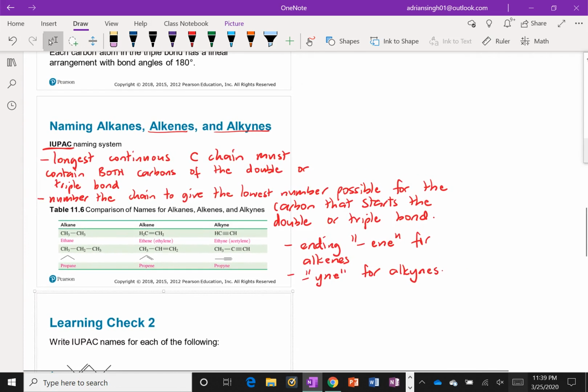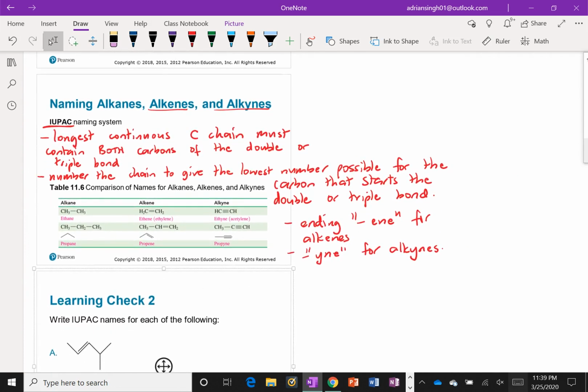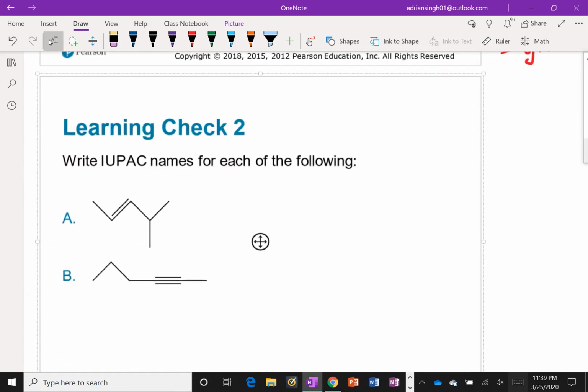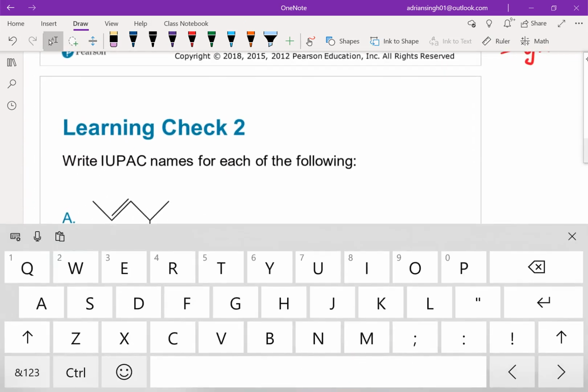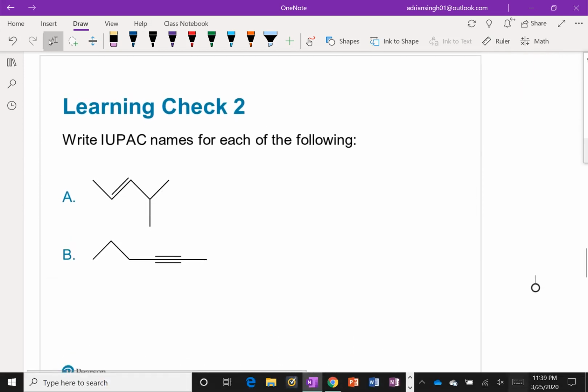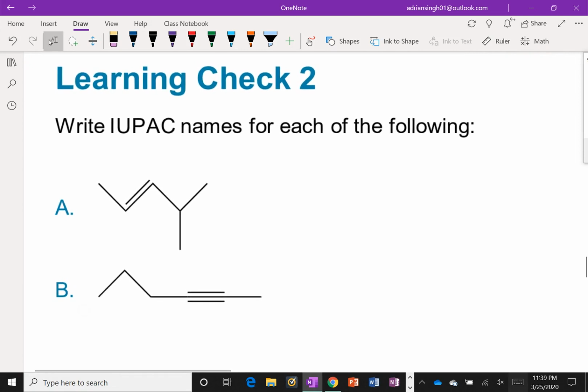All right, so let's take a look at some examples of these, just to illustrate these points. So here we'll take a look at A first. All right, so a couple of things to establish. The first is you will notice that there is a double bond right here. All right, two lines between two carbons would mean a double bond.